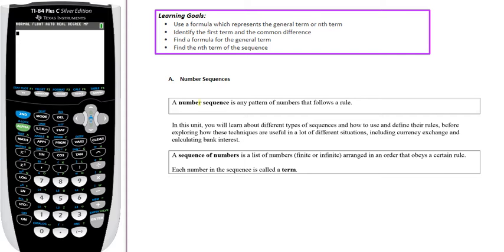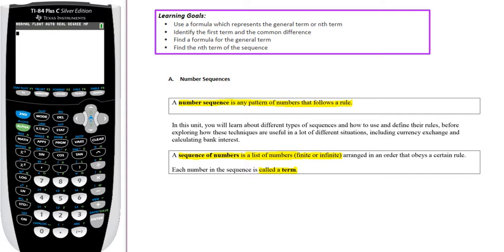The first thing we should go over is what a number sequence actually is. A number sequence is basically any pattern that seems to follow a consistent rule. In this unit, we're going to learn about different types of sequences and their properties, and we'll apply this to some other elements of financial math. A sequence is a list of numbers, and that can be a finite list, where it has an end point, or it could be infinite, where it just goes on and on forever. It's arranged in a way that obeys a certain rule, and each number in the sequence is called a term.